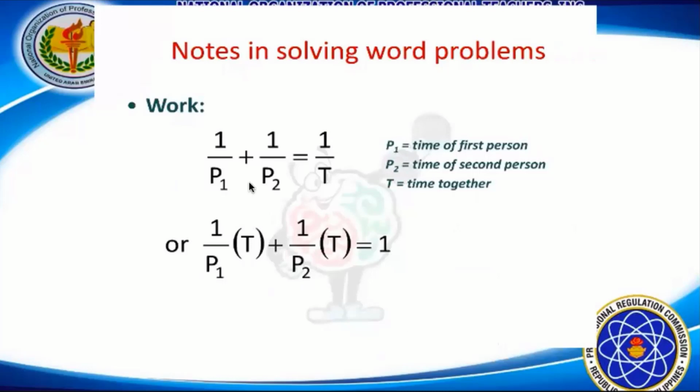So, pag work problem na ganun, 1 over the time of the first person, time of the second person, and then time together. 1 over t is 1 over first person plus 1 over the second person as the time. Okay.